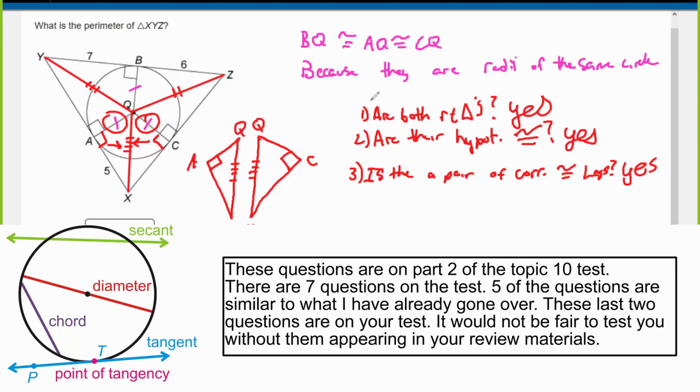What does that mean for us? Well, since they are congruent by the hypotenuse-leg theorem, looks like I wrote HL as WL. Let's fix that.